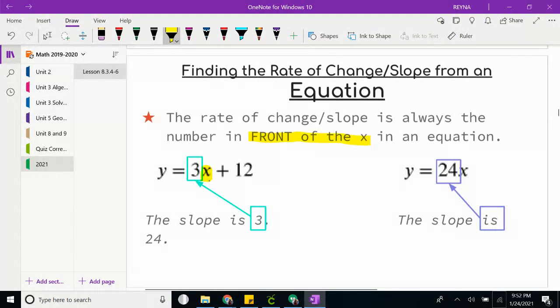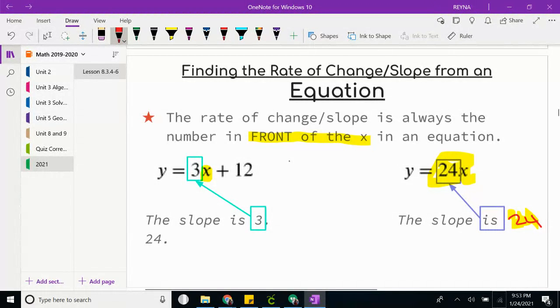3. Very good. So 3 is our slope. Over here, what number is in front of our x? 24. Very good. So 24 is our slope. So this one is 24.